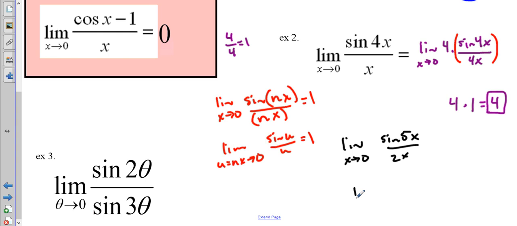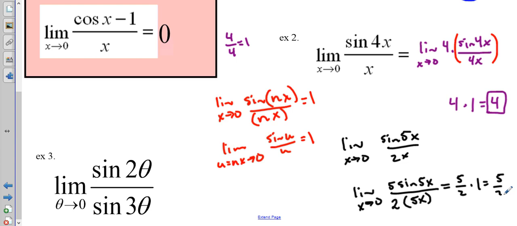I'm going to rewrite this as a limit as x approaches 0. I need a 5 in the bottom. So I'm going to have 5 and sine of 5x. You cannot factor out the 5, just so you know. I'm going to have 2 on the outside looking in, and I'm going to have 5x right here, because once again, I'm going to multiply by 1. Well, now by doing that, I know that these two are equal to 1. I have 5 halves times 1, which actually equals 5 halves. And that's my limit.